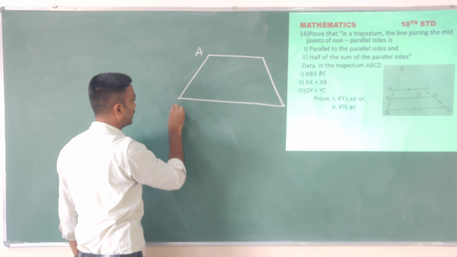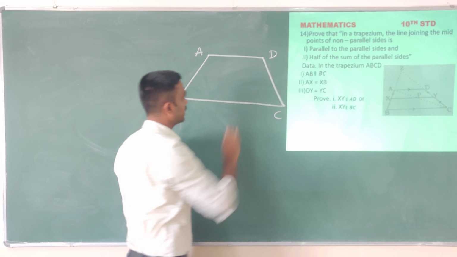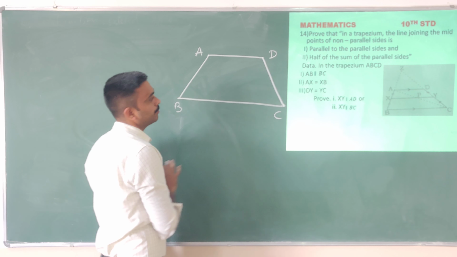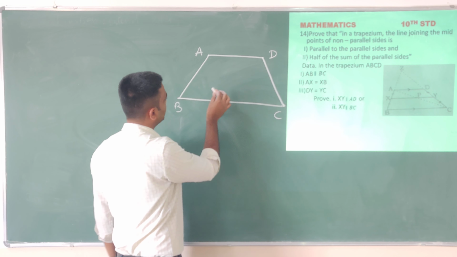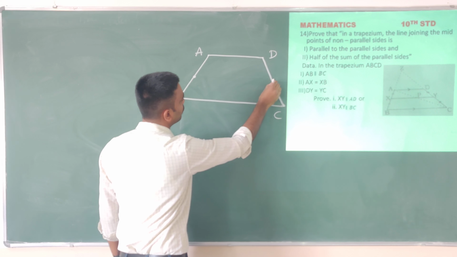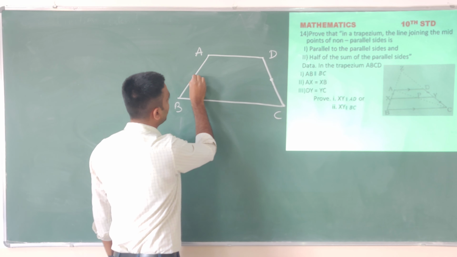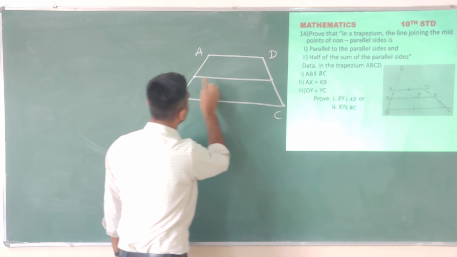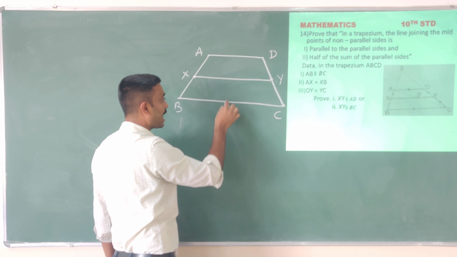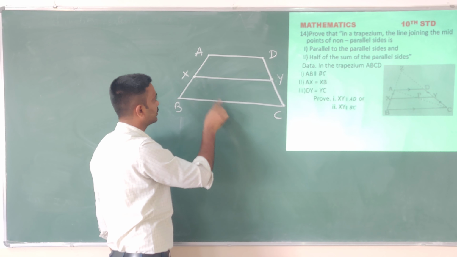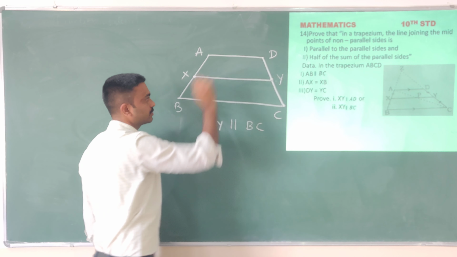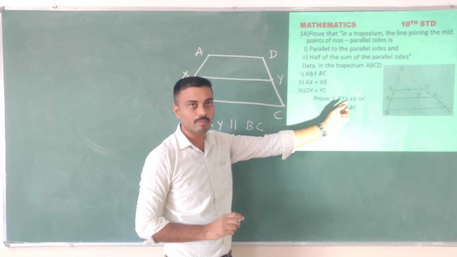All these points A, B, C and D. So let ABCD be a trapezium. We already proved that the line joining the midpoints of the non-parallel sides, say XY, is parallel to the remaining two parallel sides. That is, XY is parallel to BC or XY is parallel to AD. So it is already proved, correct?